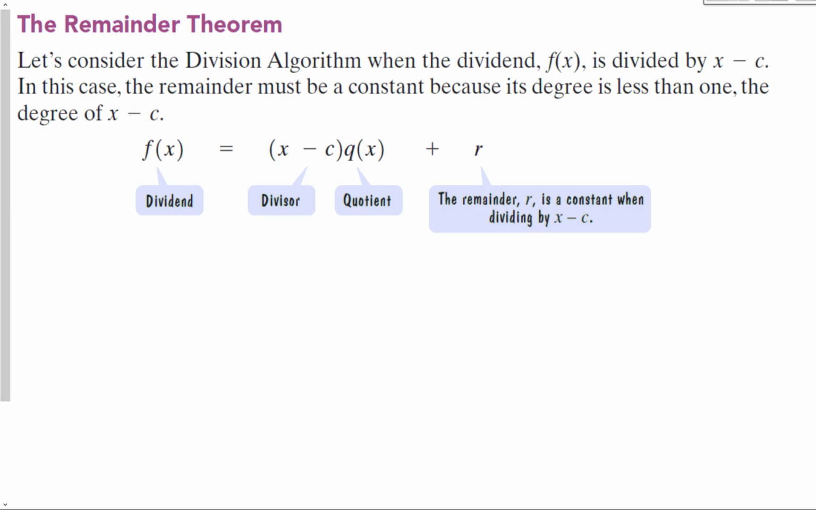Okay, so the remainder theorem. Let's consider the division algorithm when the dividend f of x is divided by x minus c. In this case, the remainder must be a constant because its degree is less than 1. So when I multiply the divisor times some quotient plus the remainder, the remainder is going to be a constant, because the degree has to be less than x, or else I could keep dividing.